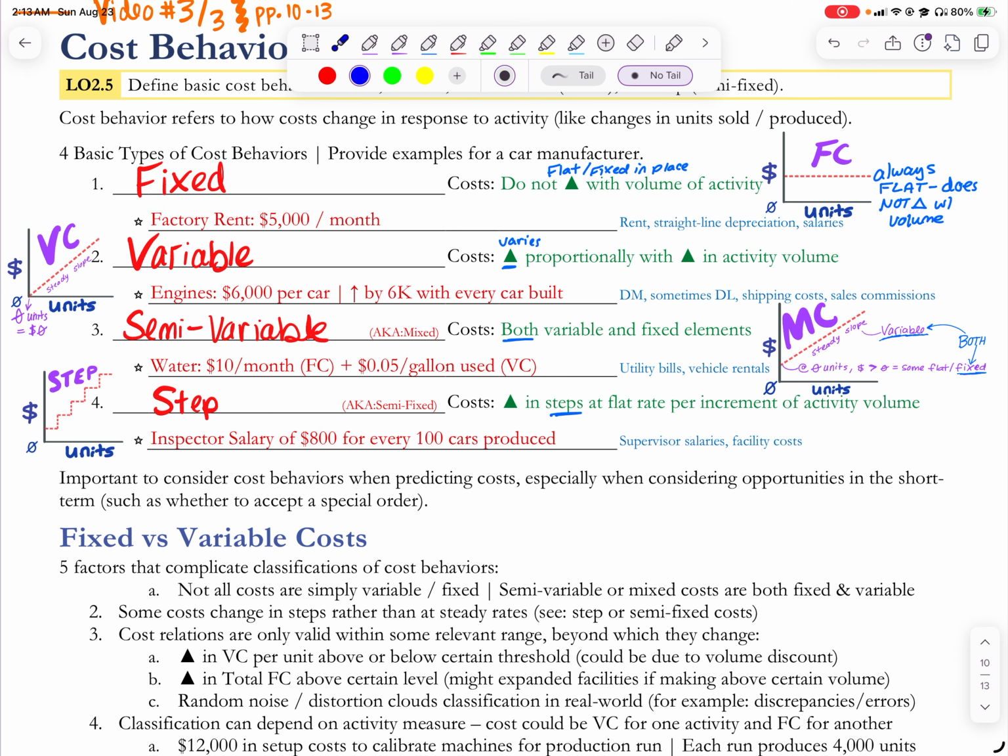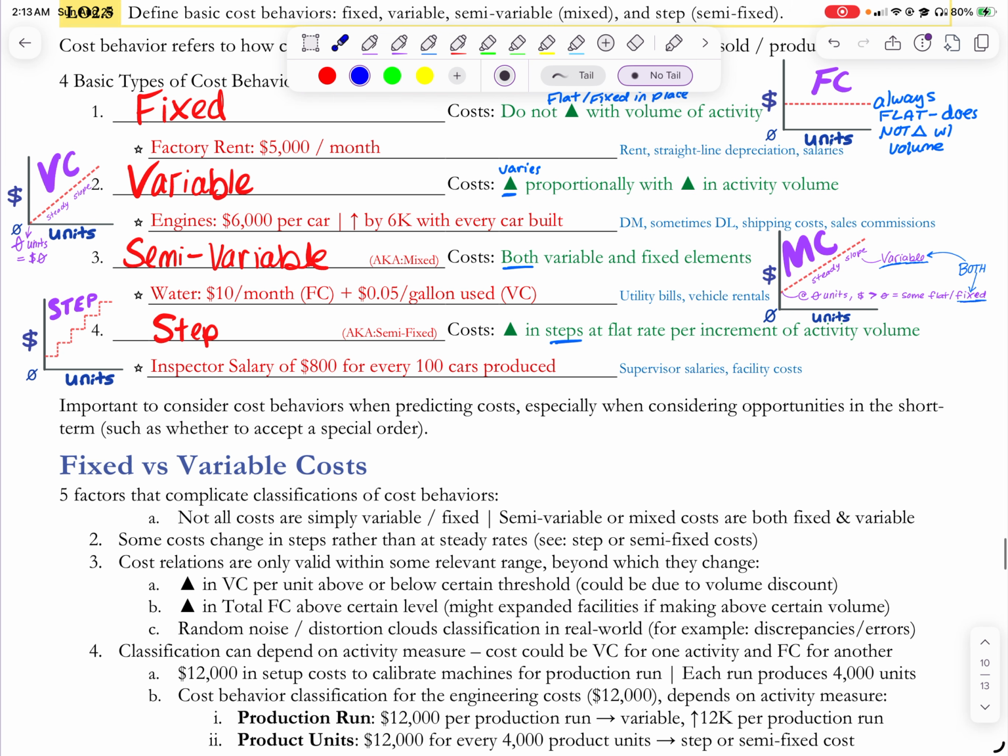So say something like an inspector's salary. Say every 100 cars that I produce, I have to have another inspector on staff. So for every 100 cars, I'm paying a salary of $800 to an inspector. Need one inspector for every 100 cars. So at 100 cars, it costs 800. It's $800 up until the point I hit 200 cars. At 200 cars, it's 1600. 300 cars, 2400. Constantly increasing at a rate of $800 every time I hit a 100 unit threshold.